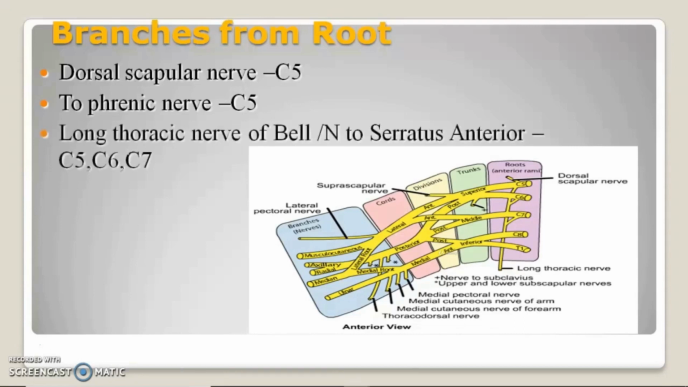And then we have the long thoracic nerve or nerve of Bell, which is going to supply serratus anterior, and it takes fibers from C5, C6 and C7. You can make that out clearly: the vertical nerve is nothing but the long thoracic nerve, or nerve to serratus anterior. Now we have muscular branches also coming from the roots of the brachial plexus. Those are branches to longus colli and scalene muscles. That's all about the branches coming from the root of the brachial plexus.